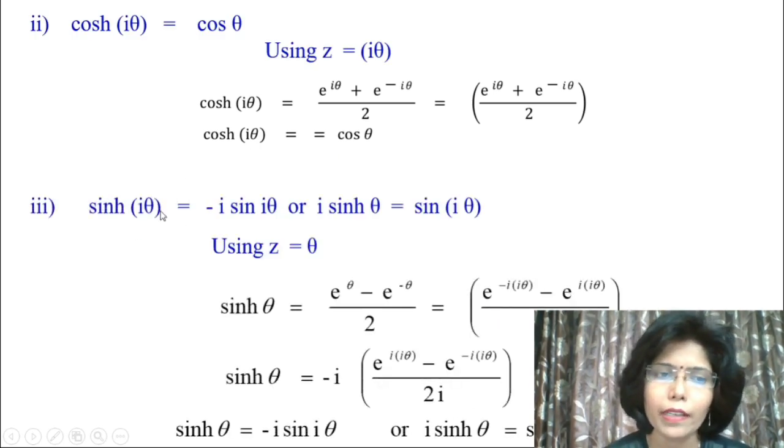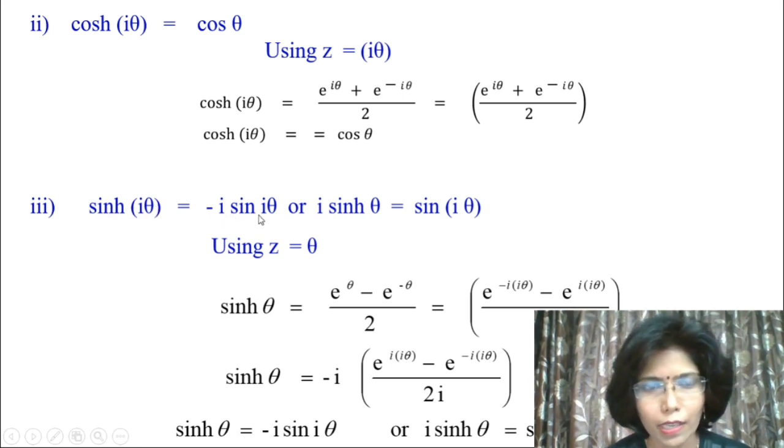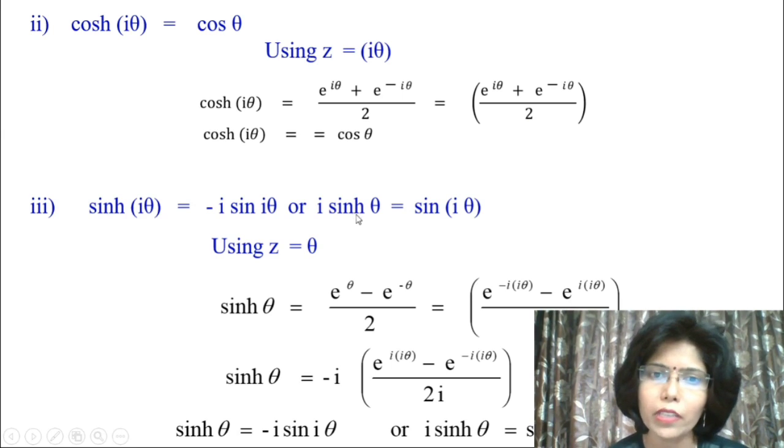Third important identity is sine of i theta is equal to minus sine i theta, or i sine theta is equal to sine of i theta. If we use z is equal to theta, we can write sine of theta is equal to e raised to theta minus e raised to minus theta upon 2. This is the general expression for sine theta.